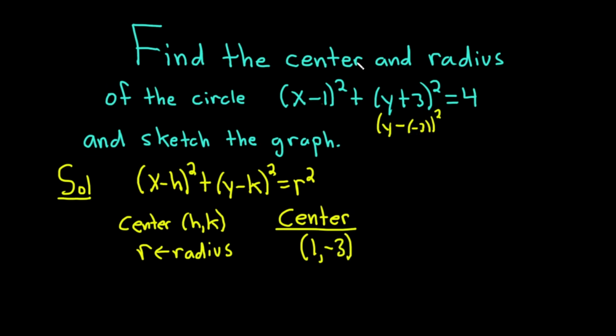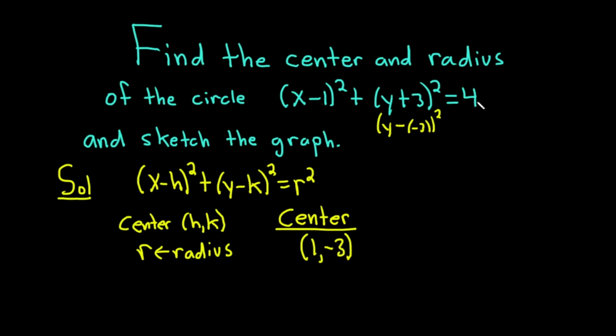An easier way to do it is whenever you're looking for the center, just switch the signs. So it's a minus 1, it becomes a plus 1. It's a plus 3, it becomes a minus 3. Just like here, you have a minus h and a minus k, it becomes a plus h and a plus k. So just switch the signs, and you'll get the center every time.